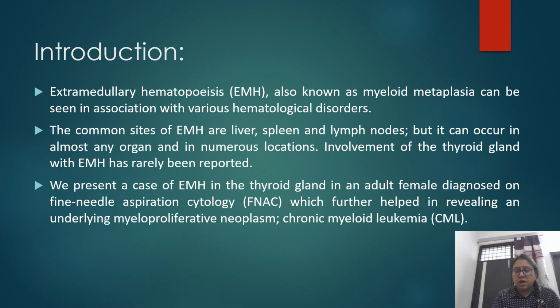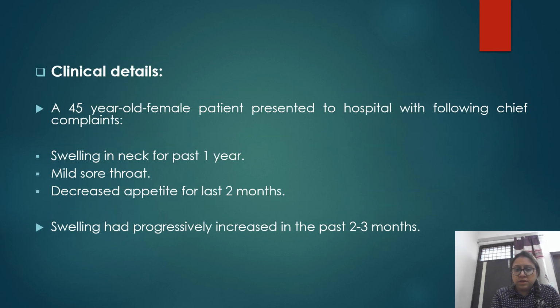So what we are going to discuss in this case is an adult female who was diagnosed on the basis of fine needle aspiration cytology, which you commonly know as FNAC. This further helped in revealing an underlying myeloproliferative neoplasm, that is chronic myeloid leukemia. So let's see how it was diagnosed.